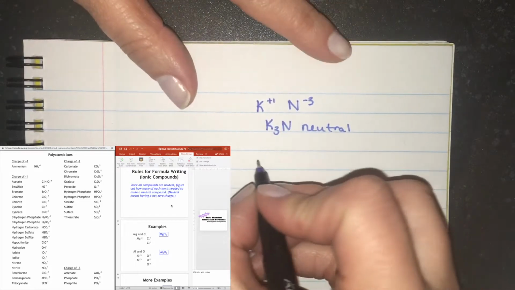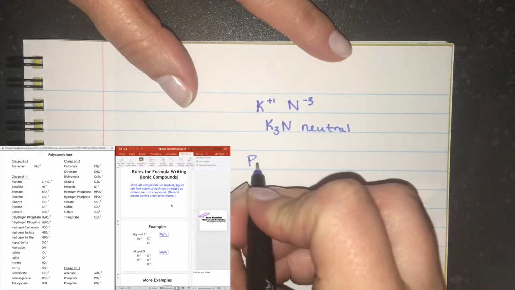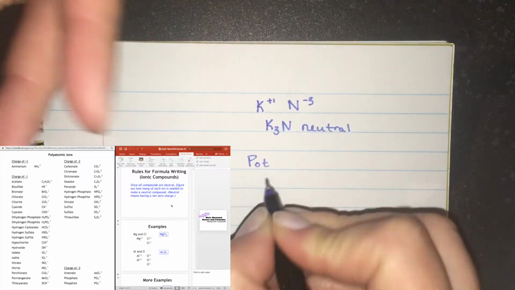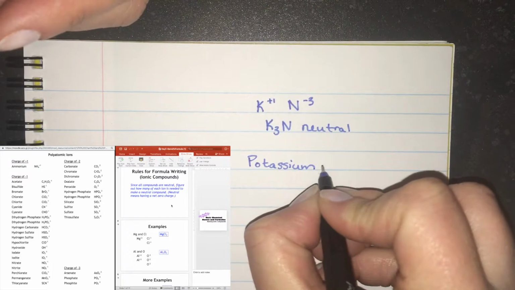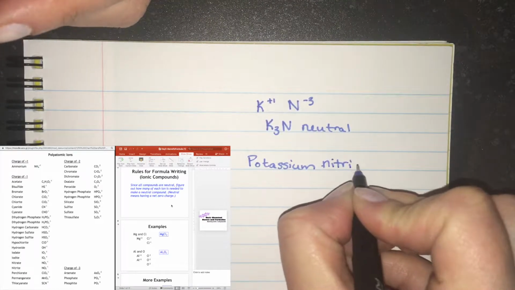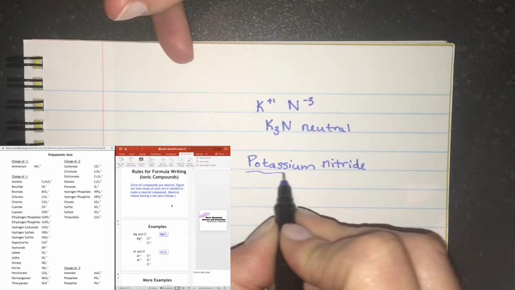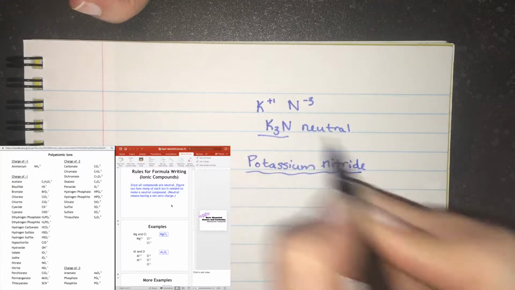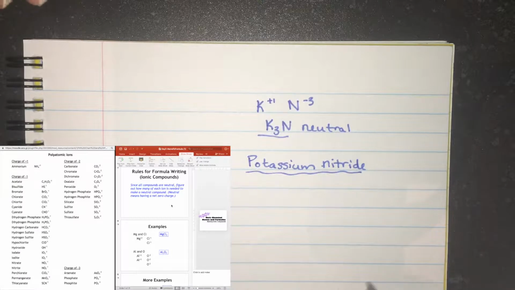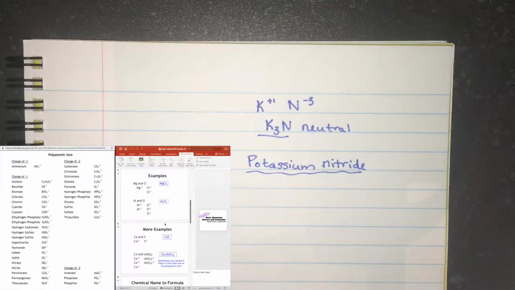Today they're going to give us a name and we have to come up with the formula. All we have to do is look at the periodic table or this polyatomic chart. Literally this whole unit is super easy. Okay, so let's go to the first example.